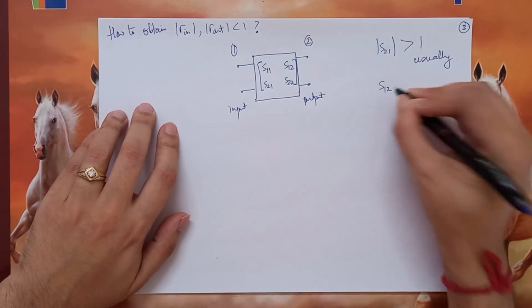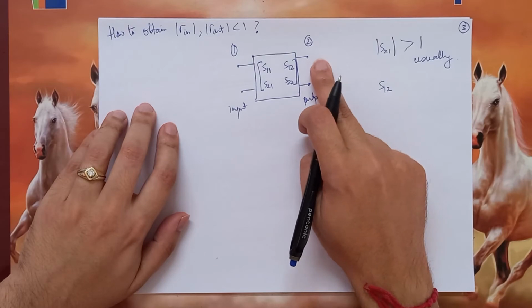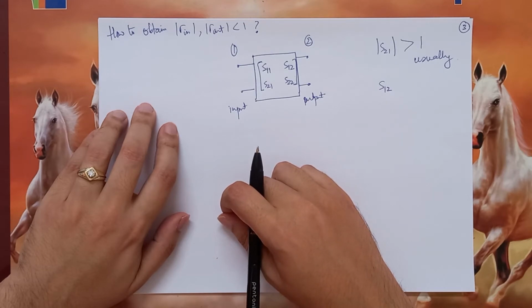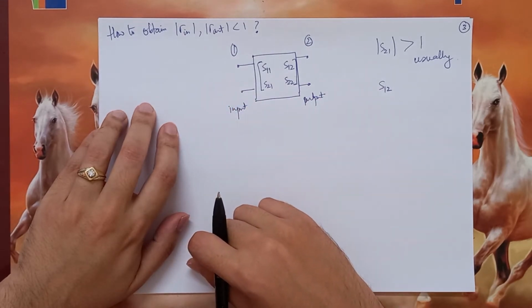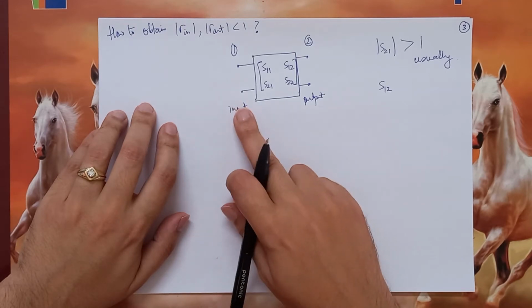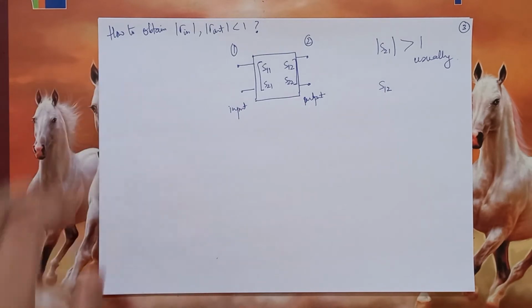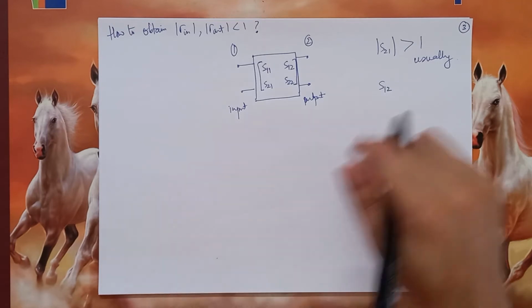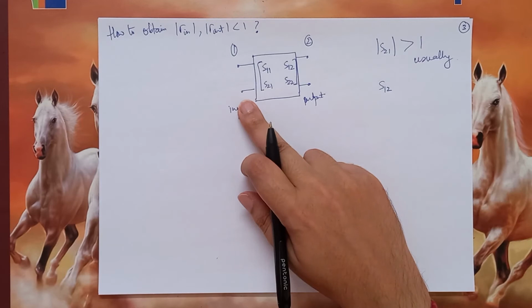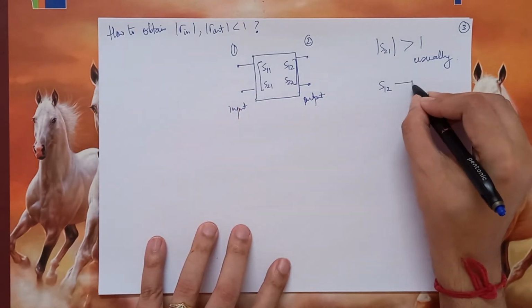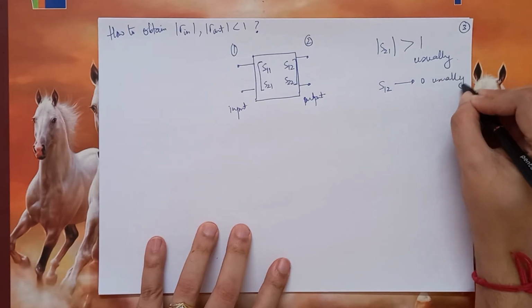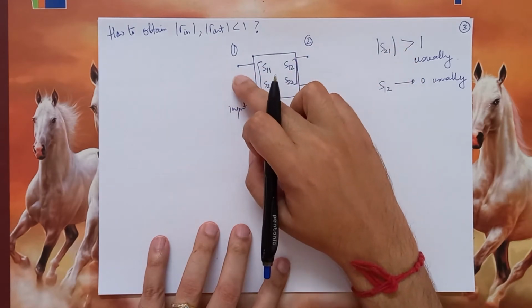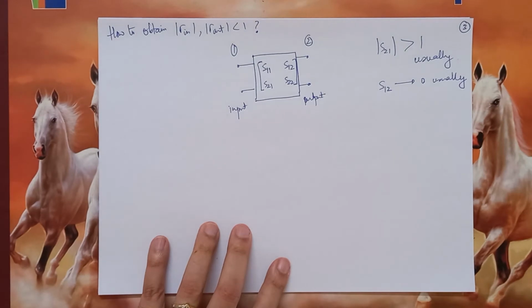What about S12? S12 is input at port 2 and output at port 1. Now that is a very strange case, where we know that an amplifier is a non-reciprocal device. We give the voltage at the input terminal, and the output port will usually show us a larger output. So if we give some input at port 2, we don't expect to see anything at port 1. Usually S12 tends to 0. If we give an input at port 2, we expect a very negligible amount of that signal to come to port 1.